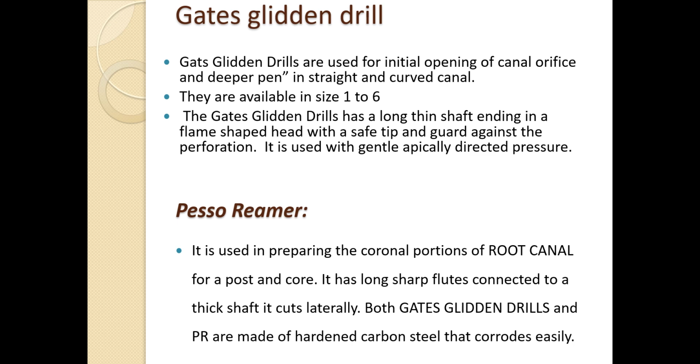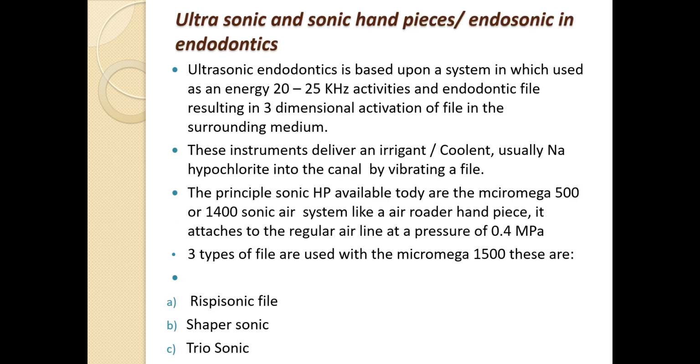The Gates Glidden drill has a long, thin shaft ending in a flame-shaped head with a safe tip and a guard against perforation. It is used with a gentle apically directed pressure. The Peeso reamer is used in preparing the coronal portion of the root canal for a post and core. It has long sharp flutes connected to a thick shaft. It cuts laterally. Both the Gates Glidden drill and the Peeso reamer are made of hardened carbon steel that corrodes easily.